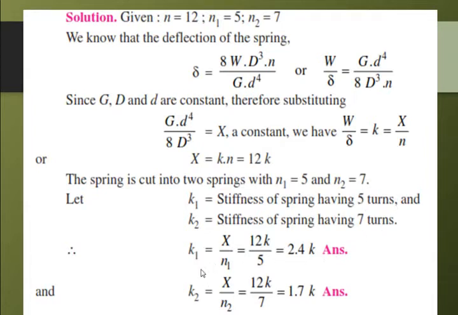Stiffness is equal to, as we have already found, W by delta is equal to X by N. So K1 is X by N1, and we have X equal to 12K, so 12K by 5, which will be 2.4K, and K2 is X by N2, which will be 12K by 7, that is equal to 1.7K. This is a simple problem. This may be given as a half essay in exams by changing the number of coils.